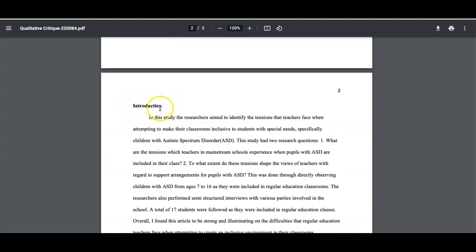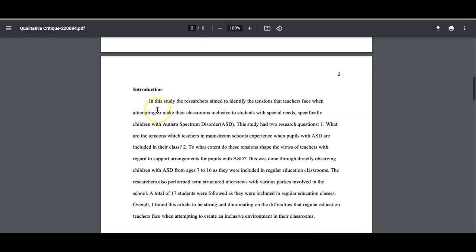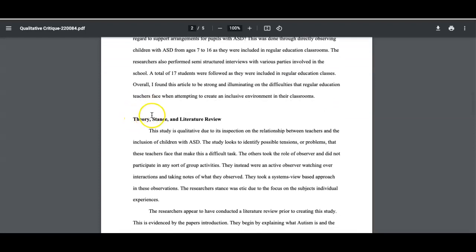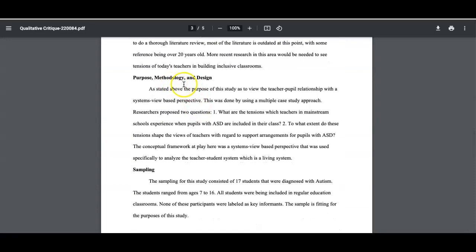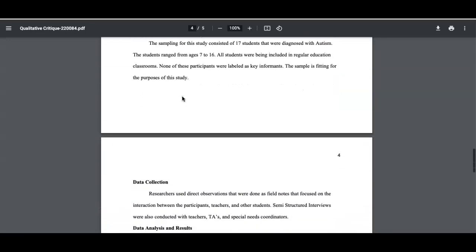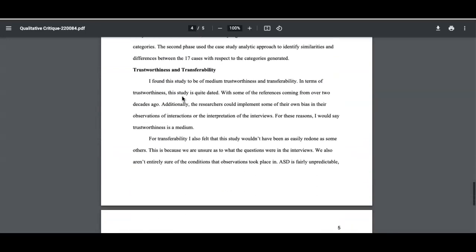Introduction. This happens to be one of the topics. This is the format, double spaced. The first line is always indented, but this is the format that I'd like you to follow. Theory, stance, and literature review. Purpose, methodology, design, sampling, collection.